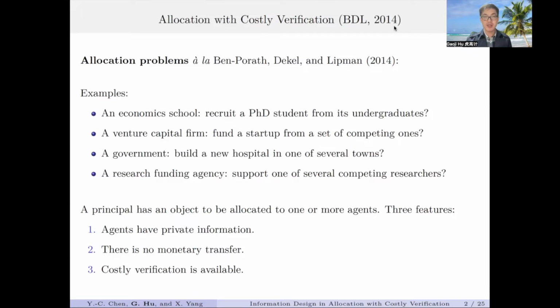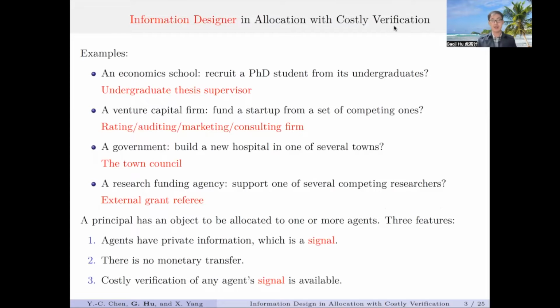Okay? So who may serve as the information designer in the allocation problems? Like in the previous examples, in the first one, the undergraduate student's thesis supervisor may be the information designer. So this may be a third party. And in the second example, some rating firm may be the information designer. Okay. And in the third example, the town council may be the information designer. And in the last one, some external grant referee may be the information designer.